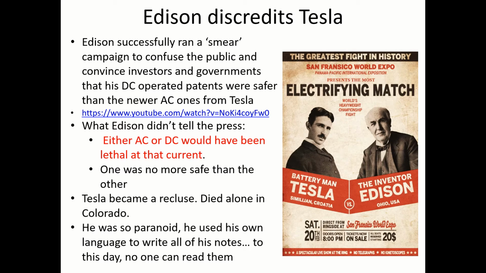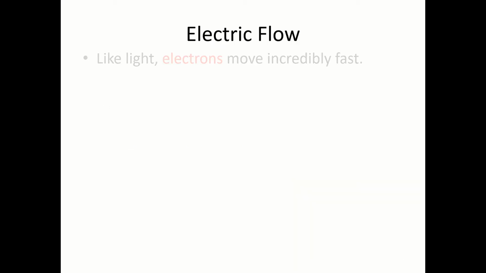To this day, we cannot read Nikola Tesla's notebooks. We don't know what's in them. He very well could have been one of the smartest men to ever live. I think he was one of the smartest men to ever live in the history of our species, and we have no idea what he knew because Edison was so successful in running him out of town.